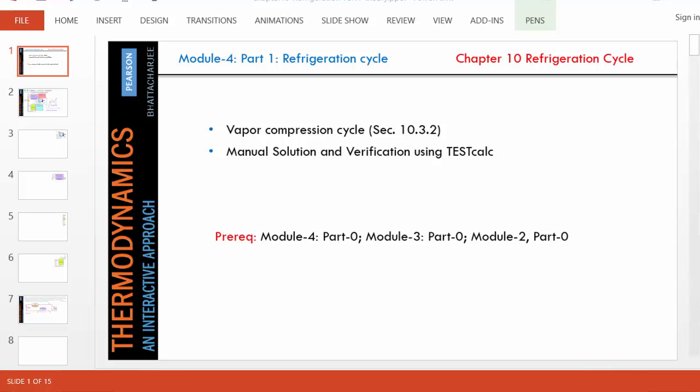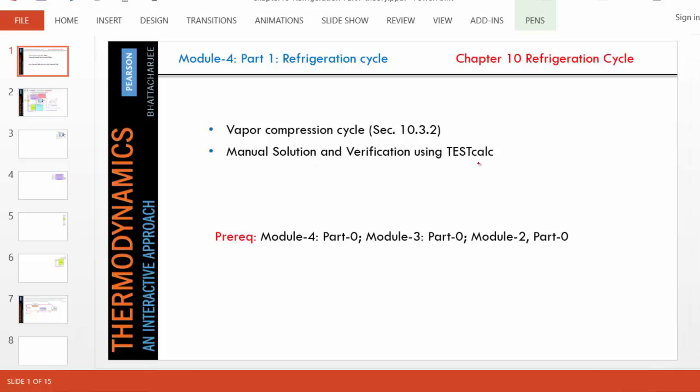Welcome to Module 4 of Part 1, which deals with refrigeration cycles. In this module, we'll cover implementation of the cycle in detail, especially the vapor compression cycle. We'll solve a problem manually and verify using test code.